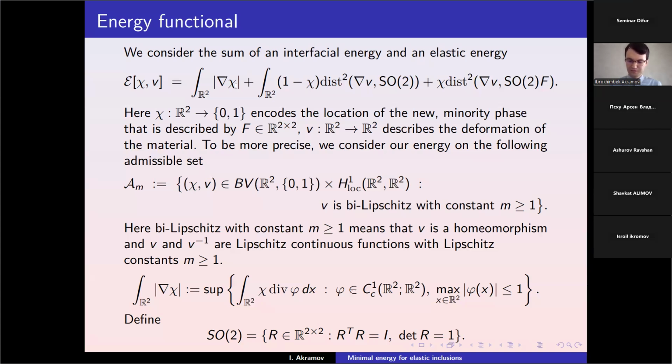It's a different meaning. Let's take a simple example, for example, a square. And what will be the interfacial energy? If we calculate, it will be just the perimeter of the border of this square. Yes, the perimeter of the square. And it means that chi is 1 inside this square and 0 outside this square. Yes, correct.